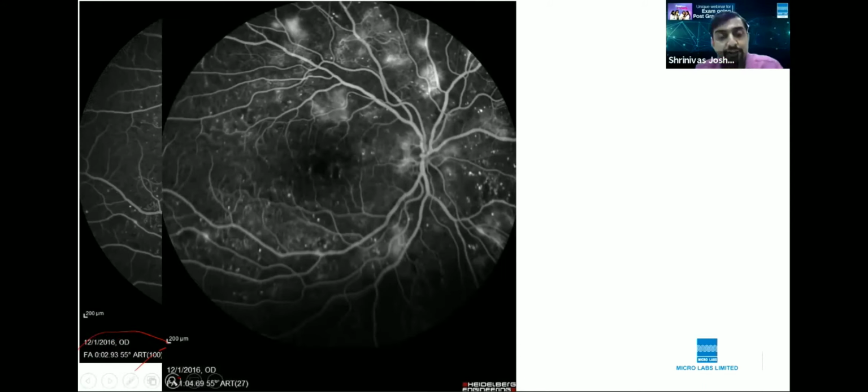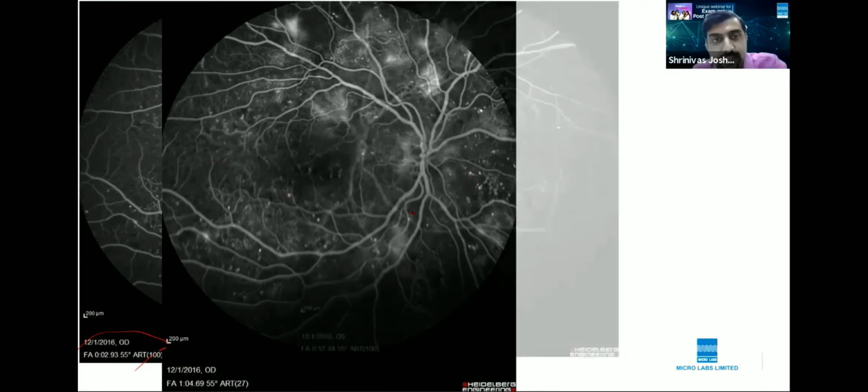That means at which time this frame has been taken. Now you see there is increase in the hyperfluorescence of these dotted lines. What are these? These are nothing but the microaneurysms. And see here at the 1 minute, you can already see there is a late venous phase. You can see the dye leaking out here.